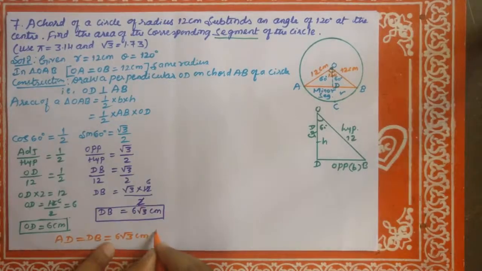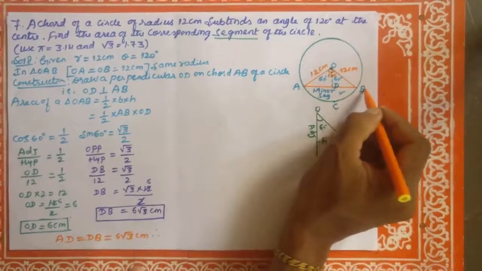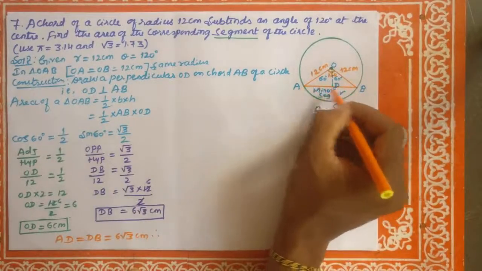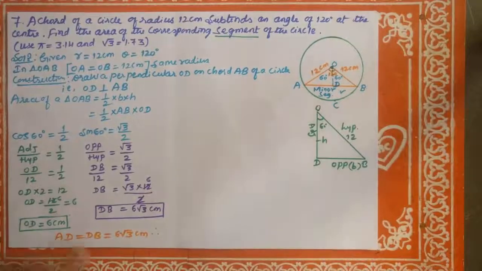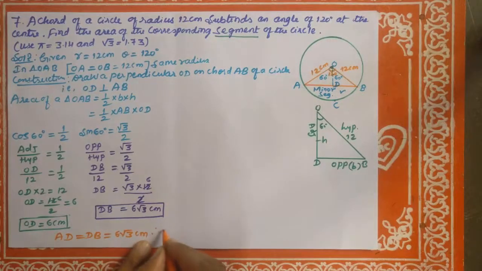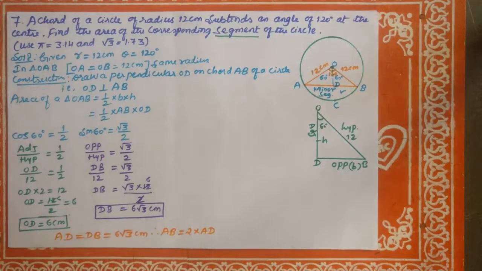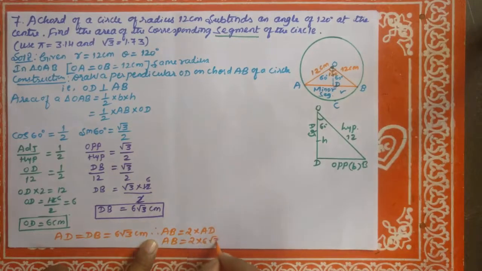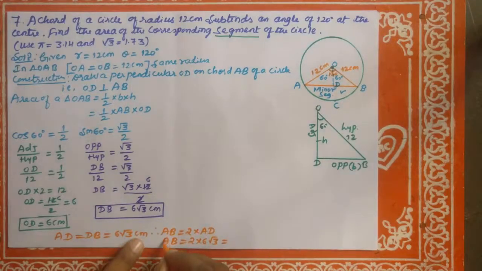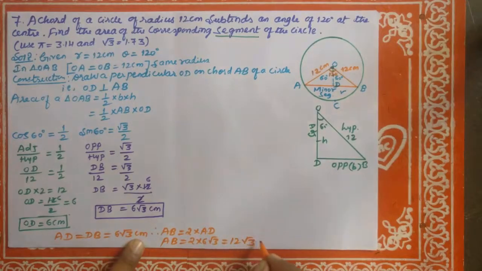Therefore, here AB is equal to 2 times of AD because AD is equal to BD. Both are equal. Therefore, AB is equal to 2 into AD, which is 2 into 6 root 3. Therefore, we will get AB is equal to 12 root 3 centimeter. 2 sixes are 12.